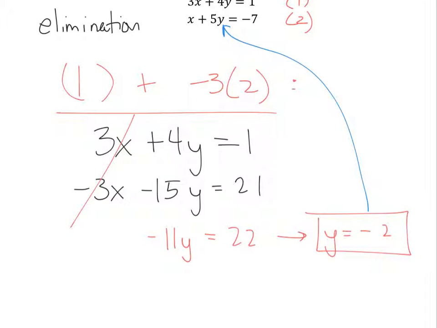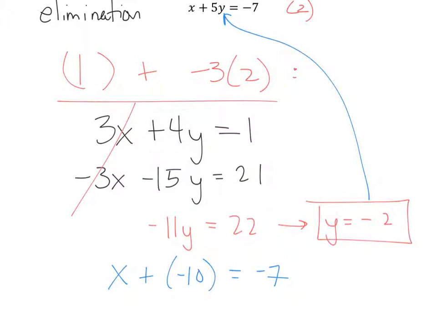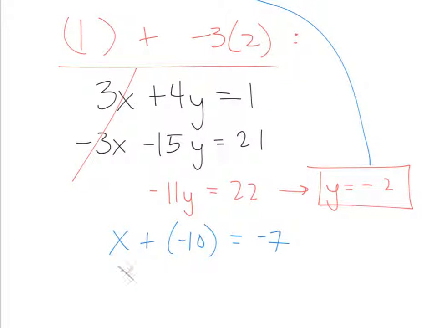Yielding x plus, and this is 5 times negative 2, which is negative 10. So x plus negative 10 equals negative 7. How do I get rid of a negative 10? I add 10 to the other side. If you want to write it like this, if it makes it easier for you, that's fine. Either way, you have to add 10 over. So x is going to equal 3.